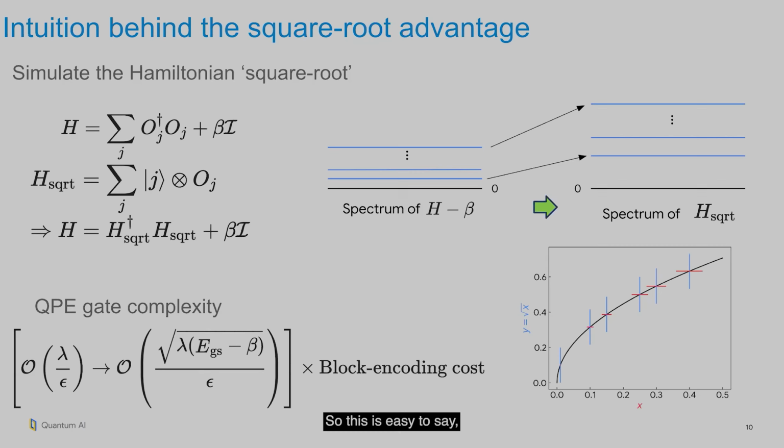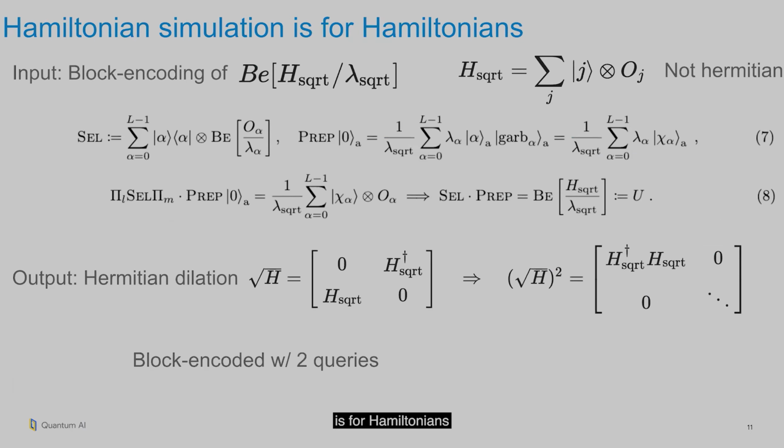So this is easy to say, but how would you actually simulate the square root? Because Hamiltonian simulation is for Hamiltonians, and Hamiltonians are Hermitian matrices. So how do we do this? This has been studied before, and there is a pretty well-established way to do this. One way is to start from the block encoding of this square root function. So here I have this H square root. It's non-Hermitian.